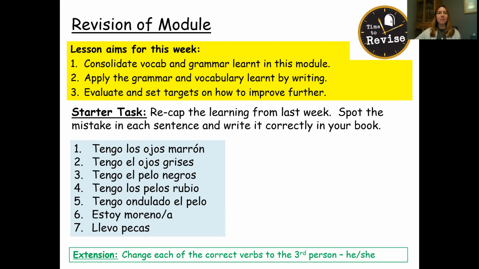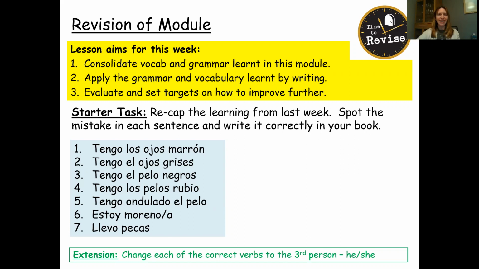Our lesson aims for this week are, so we are going to consolidate the vocab and the grammar that we've learned over the course of this module. So that's since the Christmas term, this spring 1 term. We're going to apply that grammar and vocabulary learned by doing some writing. And finally, we'll evaluate and set targets on how we can improve.